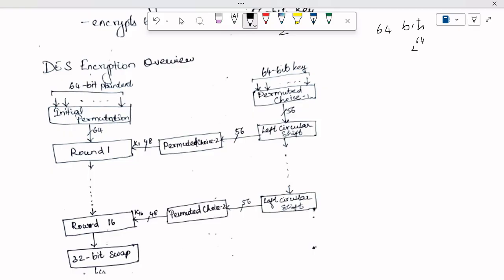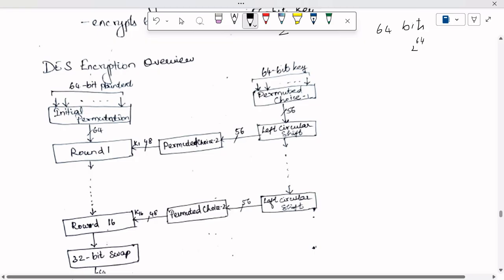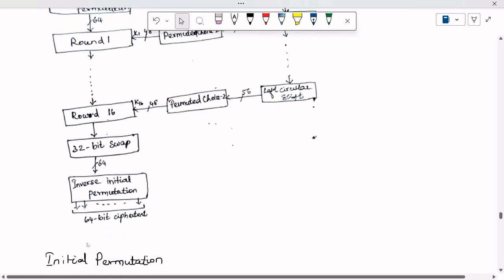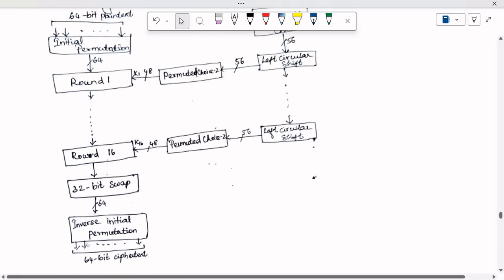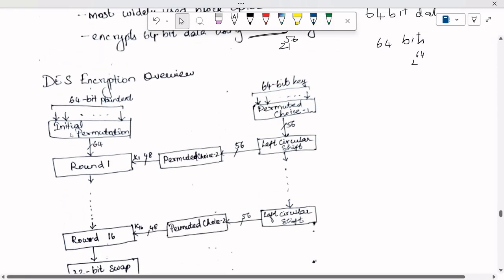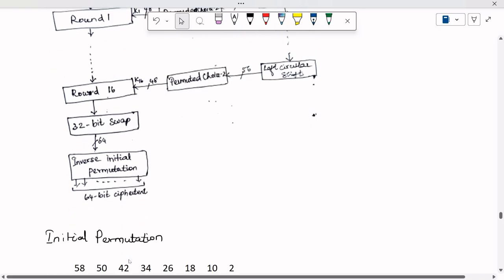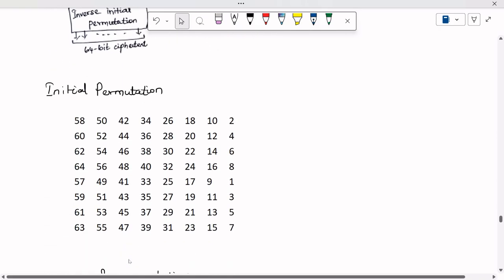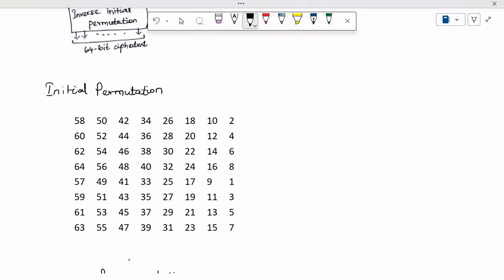Then the round 1 process. Similarly, repeated in the same way, 16 rounds will be processed, and then the final 32-bit swap. So here is the initial permutation. We can discuss the key scheduling algorithm later. To start with, we can have a discussion on the encryption process. In the encryption process, you can see the initial permutation. What is permutation? Changing the positions. The positional bits will be 1, 2, 3, 4 like that till 64.